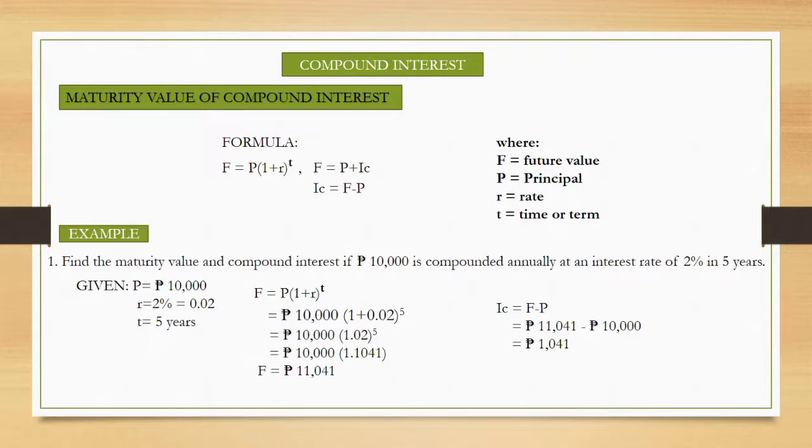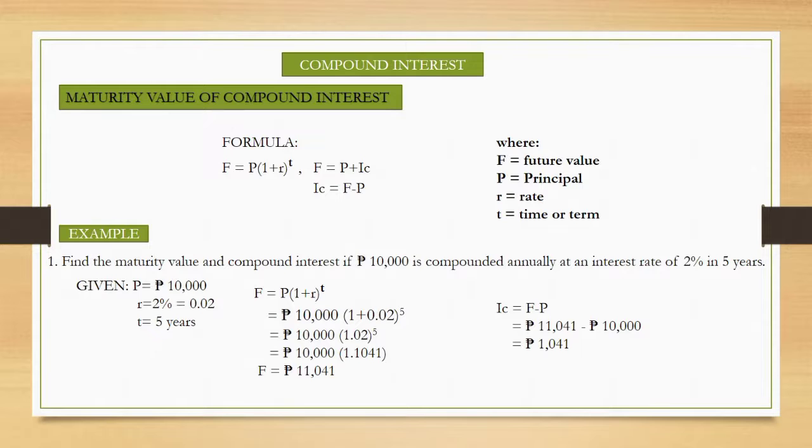So the given is the principal, which is 10,000 pesos, while the rate is 2%, and in order to get this in decimal form, we need to divide it by 100. So 2 divided by 100 is equal to 0.02. The time or term is 5 years. So the formula is: future value is equal to P multiplied by (1 plus R) raised to the power of T, and that is 10,000 times (1 plus 0.02) raised to the power of 5.